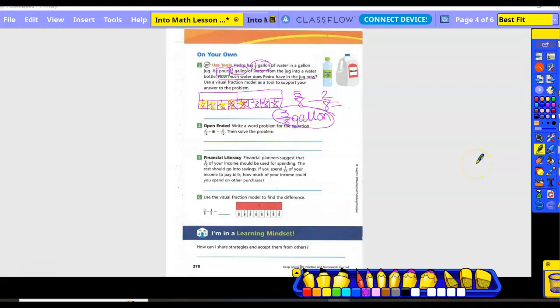Okay, so for number 4, we're going to go ahead and skip writing the word problem, but what would you subtract from 7/12 to get 3/12? 4/12.